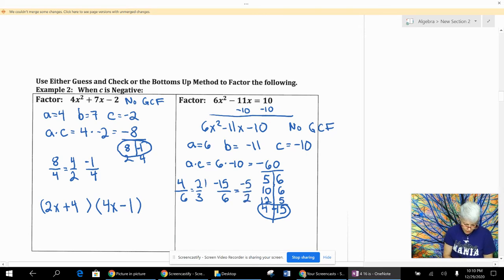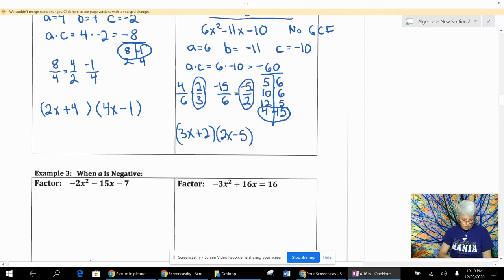All right, so I have this fraction and this fraction that I'm going to do bottoms up with. So 3x plus 2. Don't forget those x's. And then 2x minus 5. Bam. There we go.